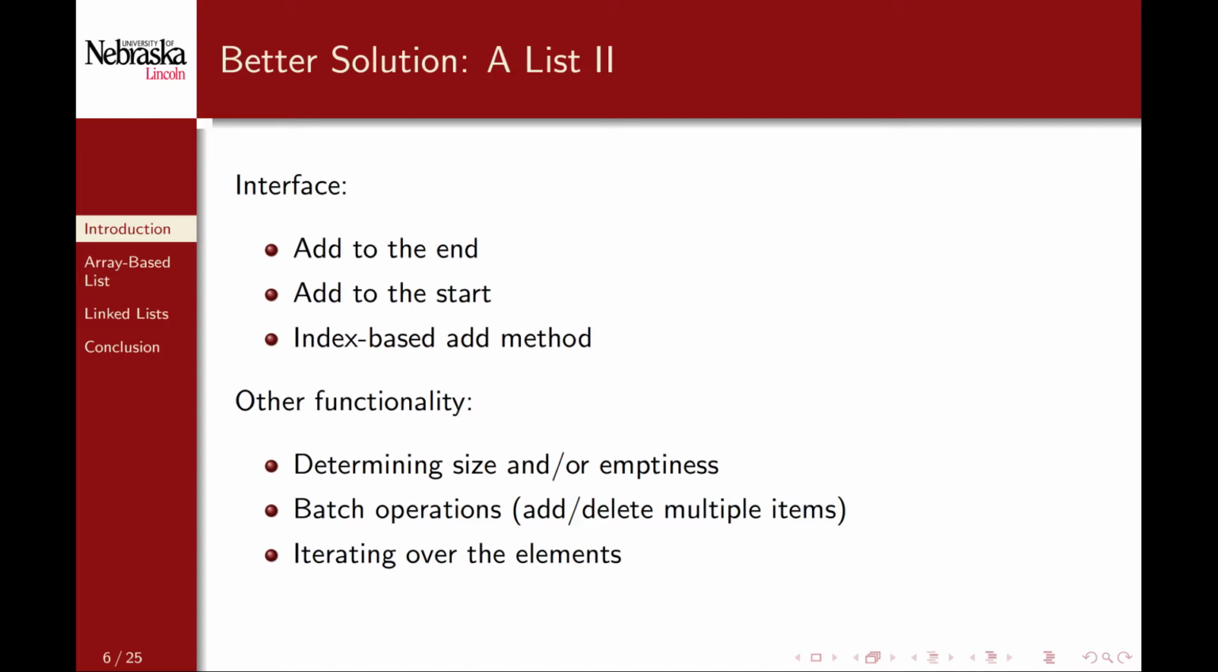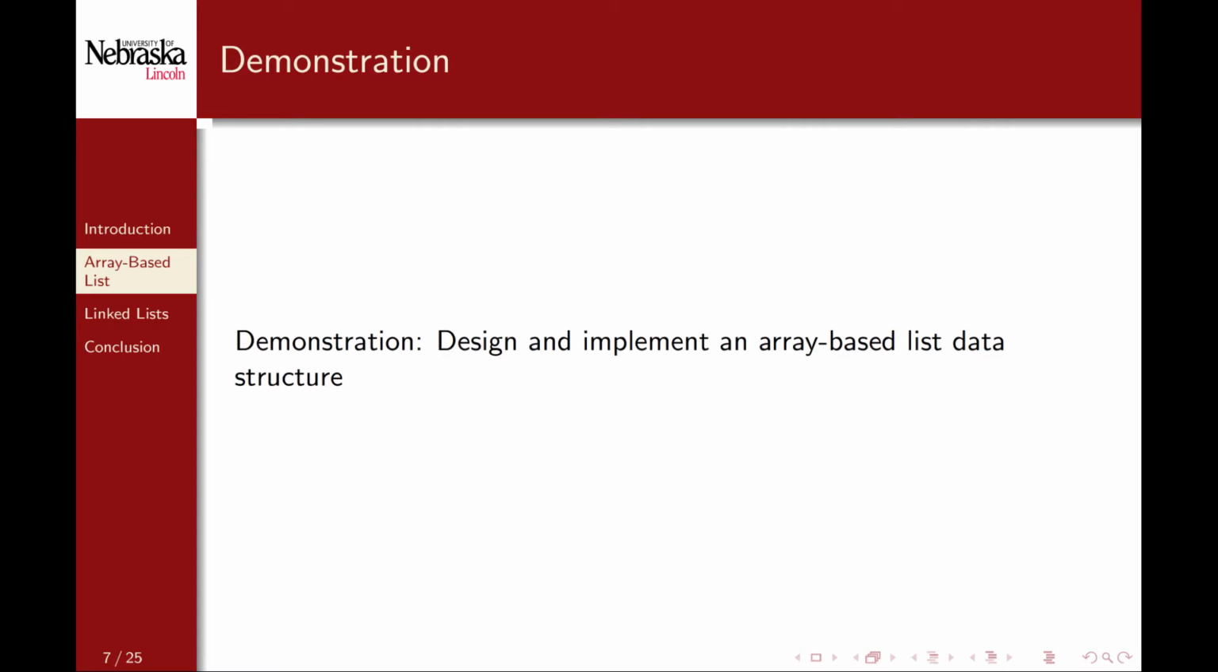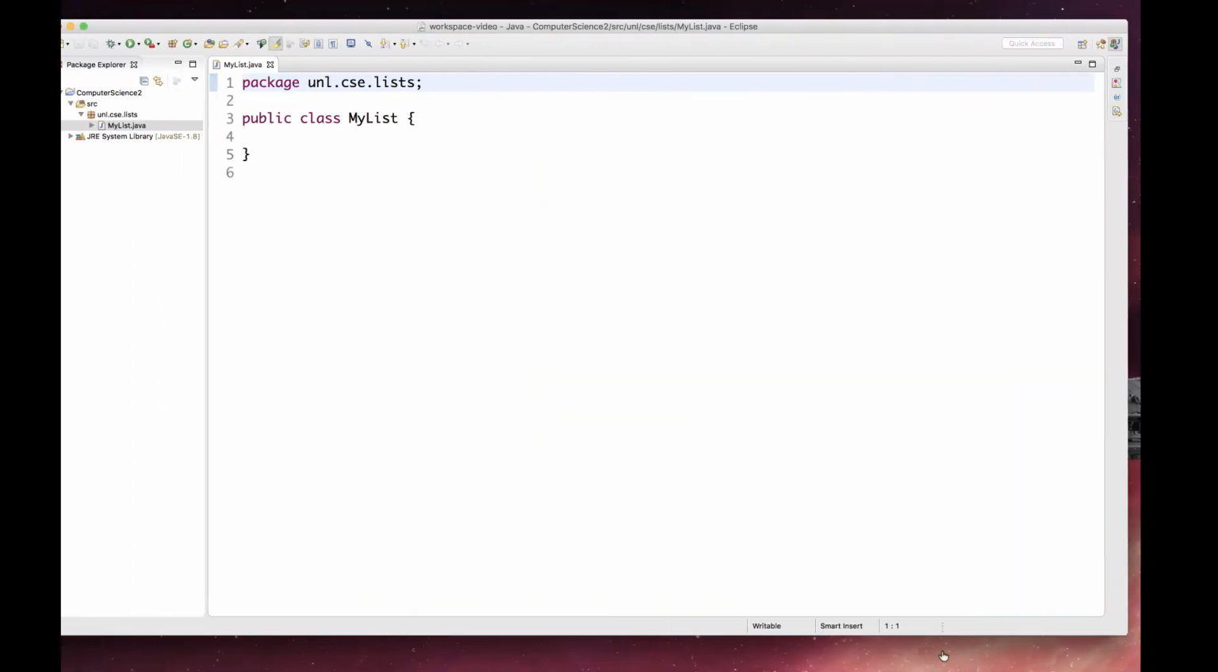In addition, we could design our list to have other convenience methods, such as determining the size of the list or batch operations to add or remove multiple elements with one method call. To demonstrate these ideas, we'll iteratively design and implement an array-based list data structure in Java. We'll design a list that uses an array internally to store elements, but which encapsulates the details inside of a class. As a first iteration, we'll design a basic list to hold integers and refine and improve it as we go along.